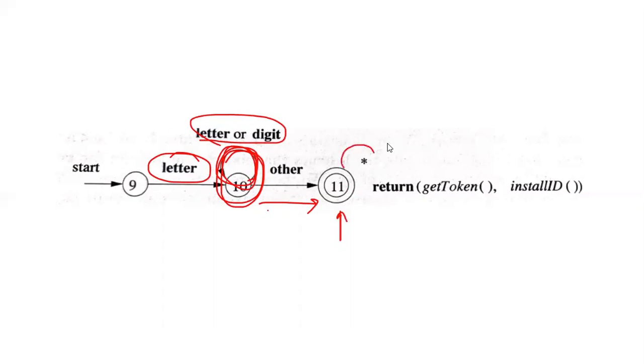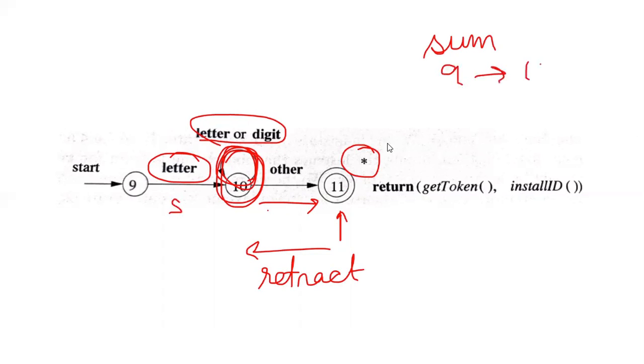And final state 11, you can see there is a star here. That means retract. So I will move back the forward pointer by one character so that I read only the characters. So if I have a variable called sum, okay. So when I see S, so here I'm starting. So from 9, I go to 10. Now I see U, so I'm still in 10. Then I see M. So from 10 again I go to 10 itself.